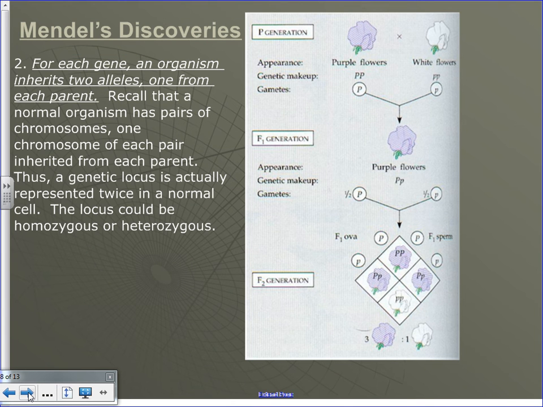So for each gene, an organism inherits two alleles, one from each parent. Then what you express is based on whether you got a copy of the dominant or whether you're double recessive. If you're homozygous recessive, you're going to show the recessive trait. If you're heterozygous or homozygous dominant, you show the dominant trait.